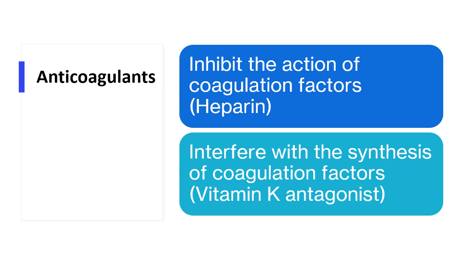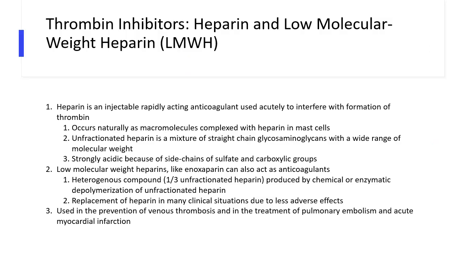Now, let's discuss the anticoagulants. They inhibit the action of coagulation factors, for example heparin, or they interfere with the synthesis of coagulation factors, for example, vitamin K antagonist. What are the anticoagulants? First, are the thrombin inhibitors, heparin, and low molecular weight heparin.